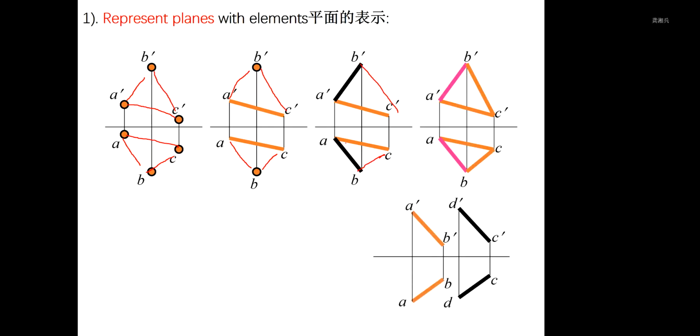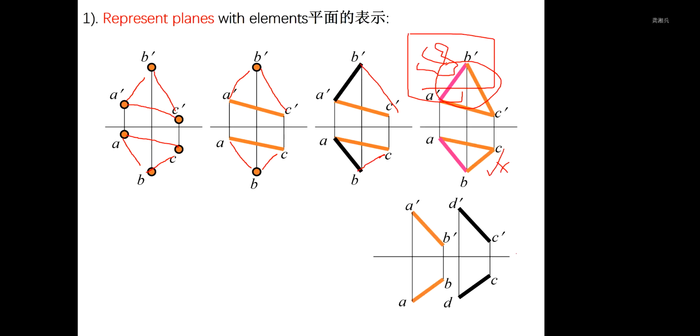Just like here, any shape. Yeah, any shape on the plane. Just like the triangle ABC, you can use a circle, you can use a rectangle, you can use any shape on the plane, so you can represent the plane. So this one maybe does not use the elements here.